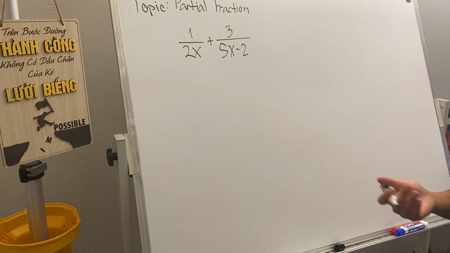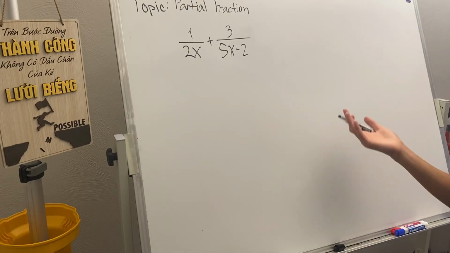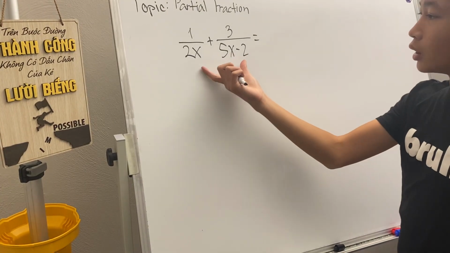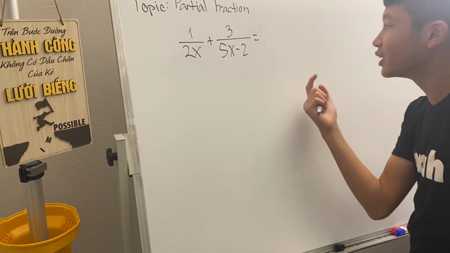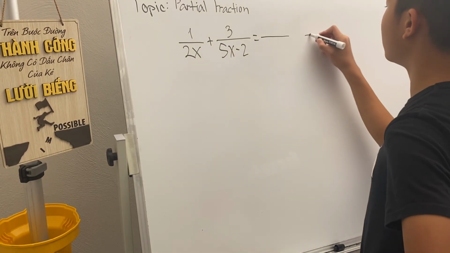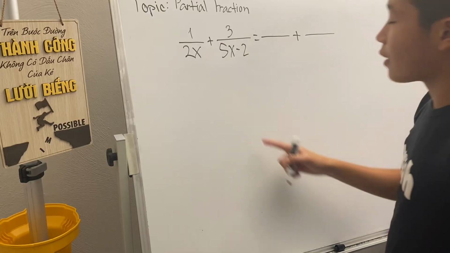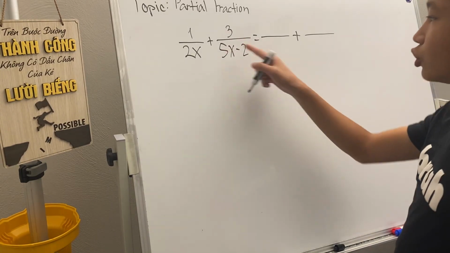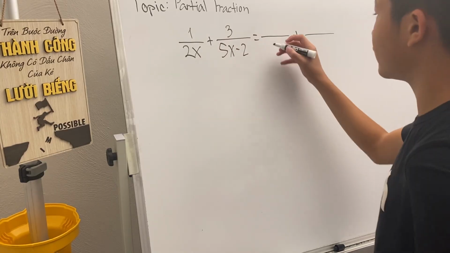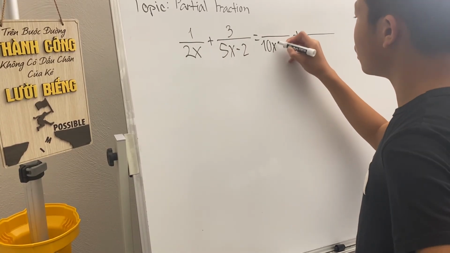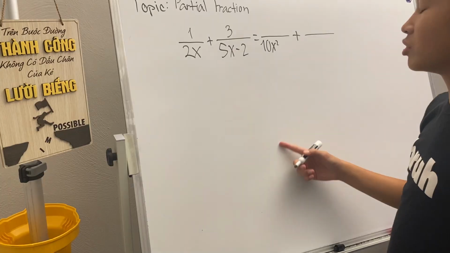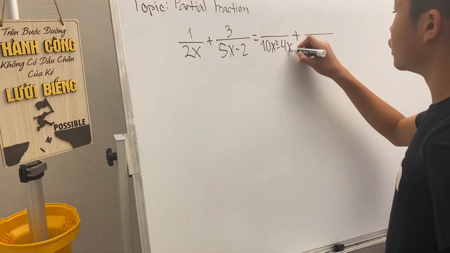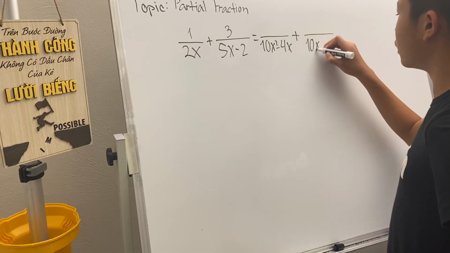Well, get the common denominator and just add it together, right? Yes. So to get the denominator, we've got to multiply by the denominator, right? Of course. So 2x times 5x, well, technically distributed. So 2x times 5x is 10x squared. Then 2x minus 2, which is minus 4x. So that's a common denominator.